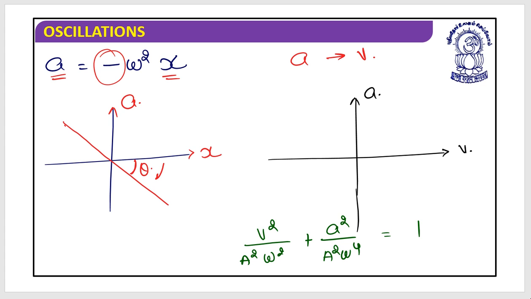Yes, is it clear? Great. So if I plot this, it may look like this, and the maximum value on the velocity axis is A omega, and the maximum value on the acceleration axis is A omega square.